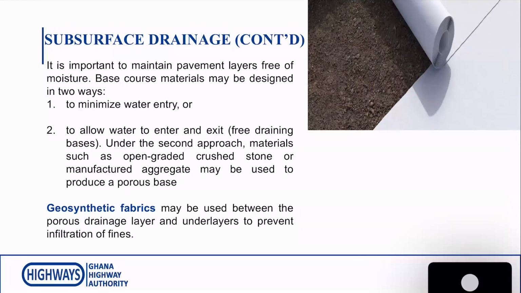So to cap it up, Mr. Moderator, it is important to maintain pavement layers free of moisture. Base and sub-base materials may be designed in two ways. The first one is to minimize water entry, or two, to allow water to enter and exit free draining bases. Under this situation, it means that it's important to use open graded crushed stone material or manufactured aggregate base. This produces a porous base material.